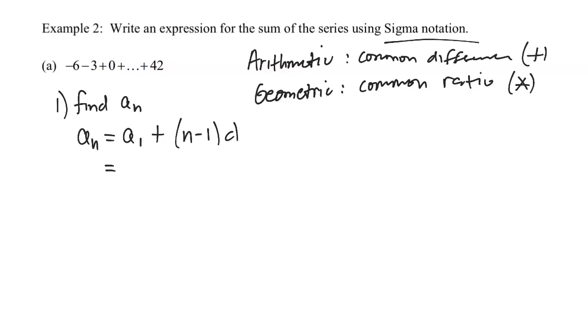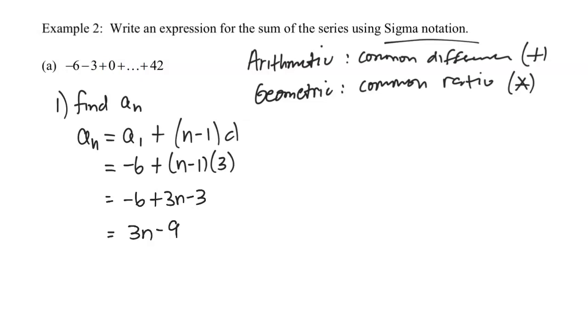So a sub 1 is -6, n minus 1 I'm going to leave alone, and then my difference, I'm adding 3 each time, and so that's going to give me 3 as my difference. And so I'll have -6, I'm going to go ahead and distribute my 3, and so simplified, this will be 3n subtract 9.